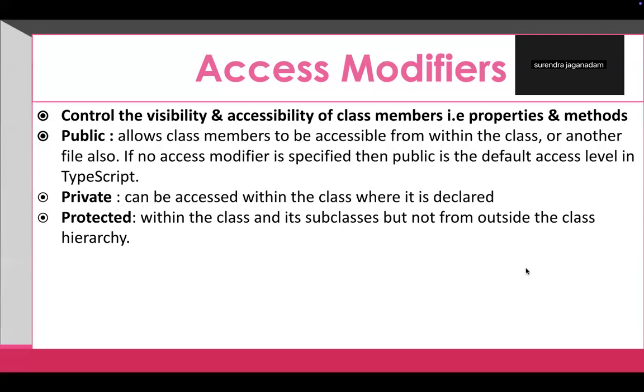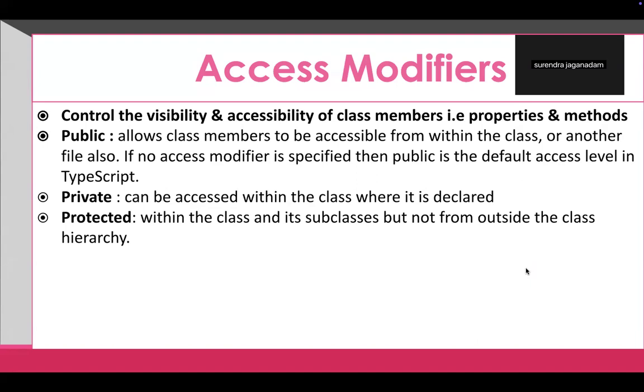So, guys, as part of this session, I'm going to talk about the access modifiers. What exactly are these access modifiers? These access modifiers control the visibility and accessibility of a class's members, which are the properties as well as the methods. Using these access modifiers, you can set the visibility for those things. So, how are we going to set that particular visibility, Surendra?